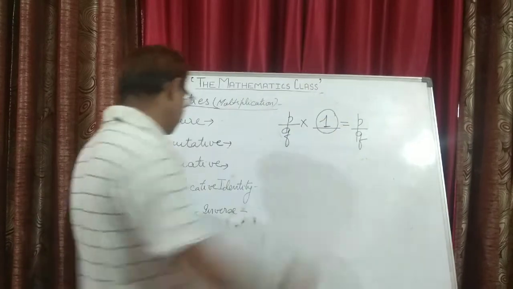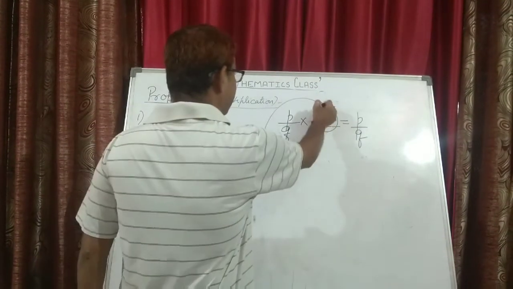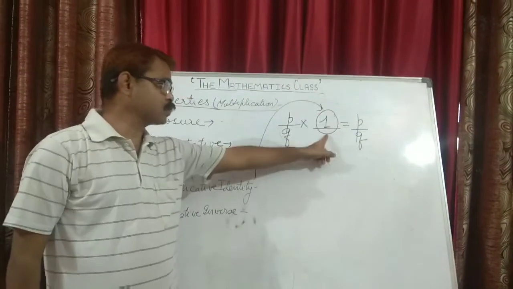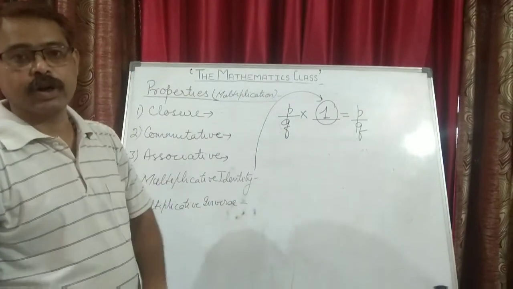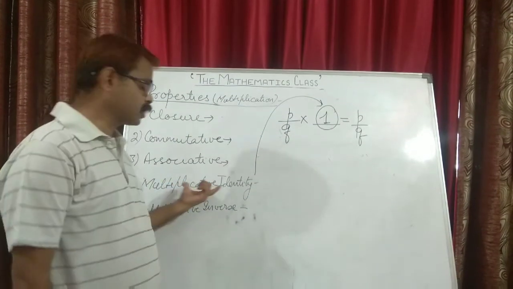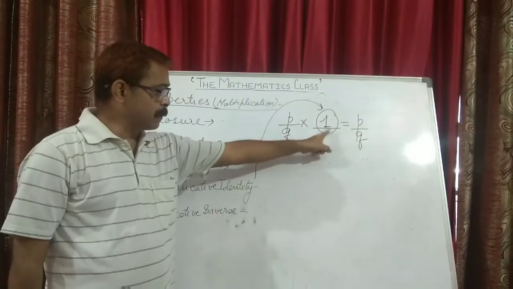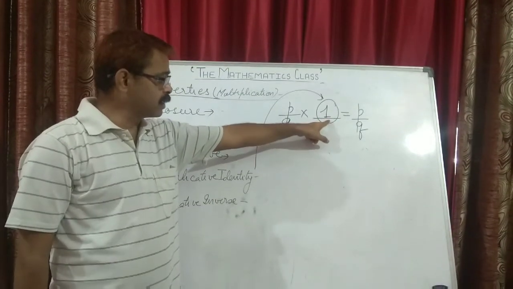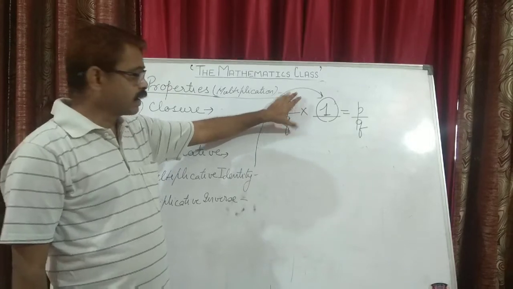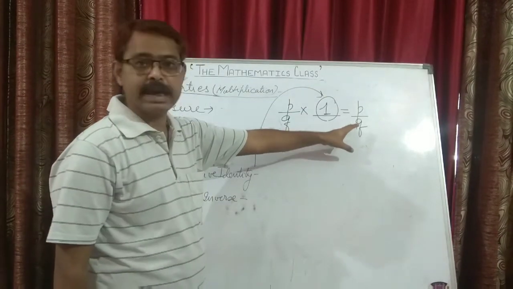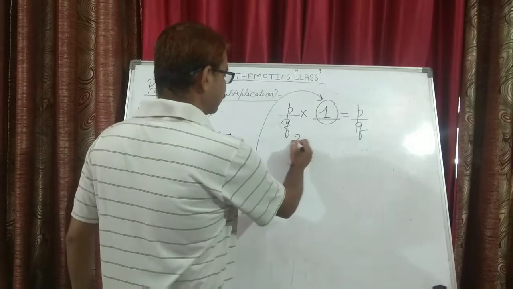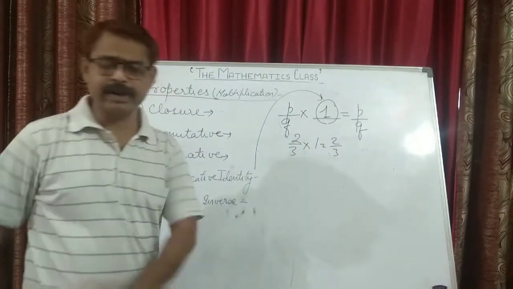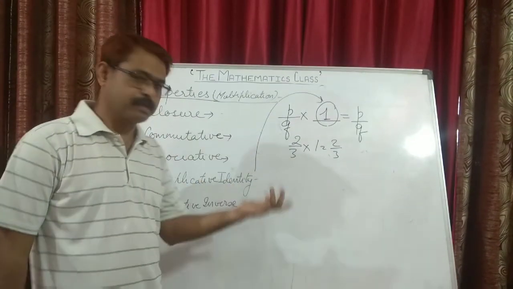So 1 is the multiplicative identity for rational numbers, and this one exists in the set of rational numbers. What is a multiplicative identity? There is a number in the set of rational numbers such that if it is multiplied to any rational number, it gives back the same rational number. Suppose you say 2 upon 3 into 1 will be 2 upon 3, or you take any rational number, you multiply it by 1, you will get back the same rational number.